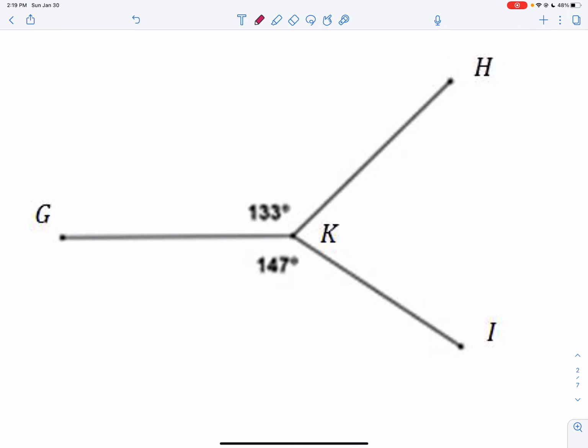So let's look at this. This is the same thing. We have a point where all these lines intersect or meet. Well, these are line segments, so they all share a common point that we're calling K.